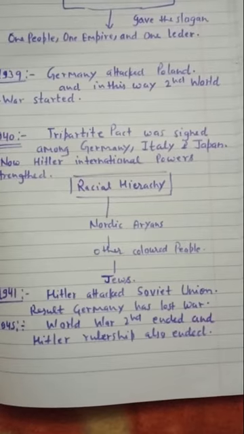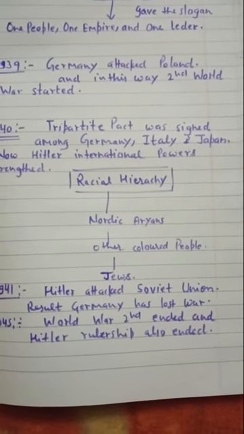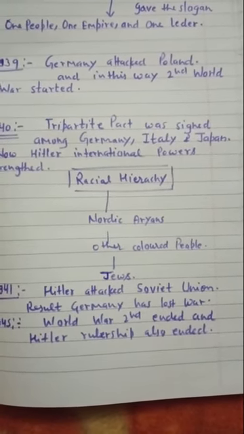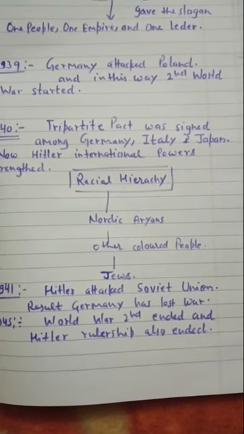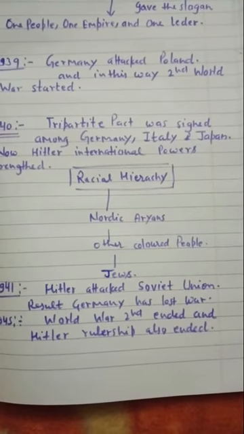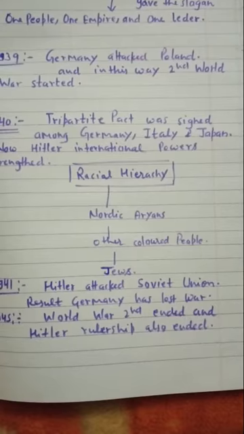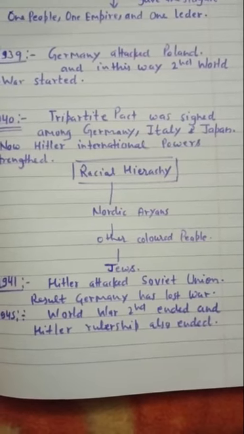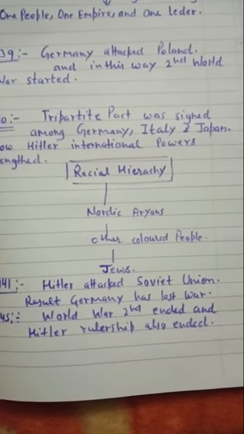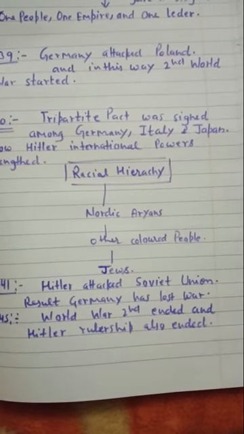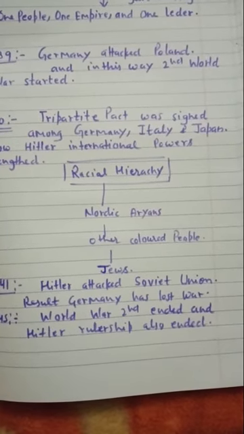Then he gave them a bronze medal. Then for those who produced 6 children, he blessed them with a silver cross. And if a female in Germany produced more than 6 Nordic Aryan children, then he offered them the golden cross.